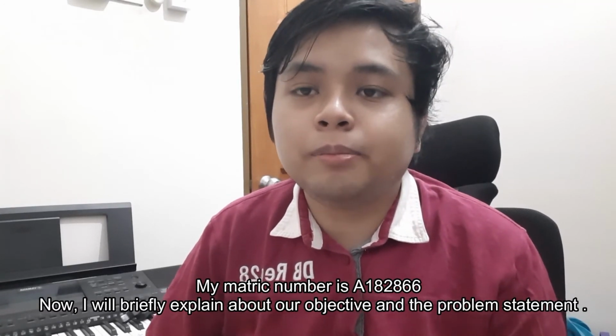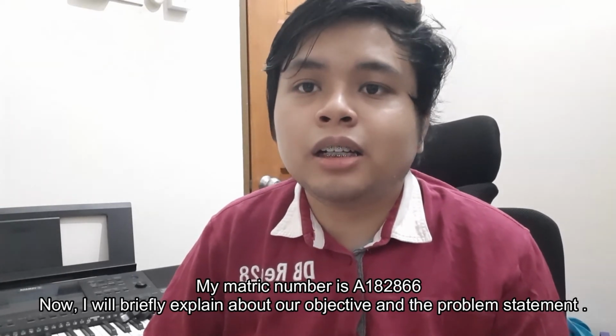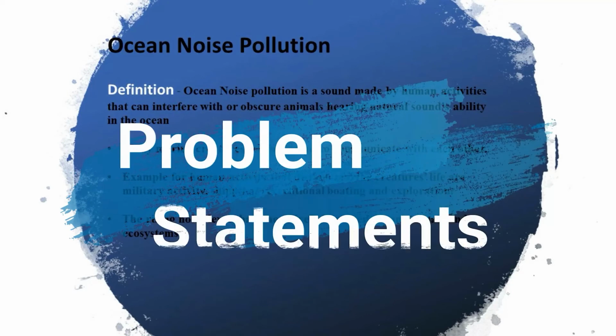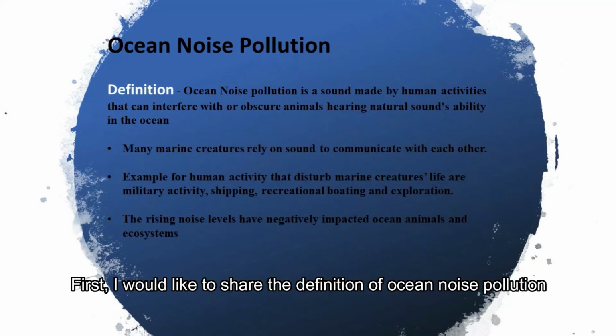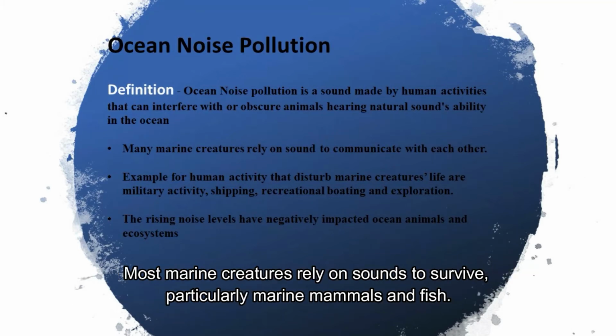Now I will briefly explain about our objectives and the problem statement. For the problem statement of our project, first I would like to share the definition of ocean noise pollution. This is a type of pollution made by human activities that interferes with or obscures animals' natural hearing ability in the ocean. Most marine creatures rely on sounds to survive, particularly marine mammals and fish.